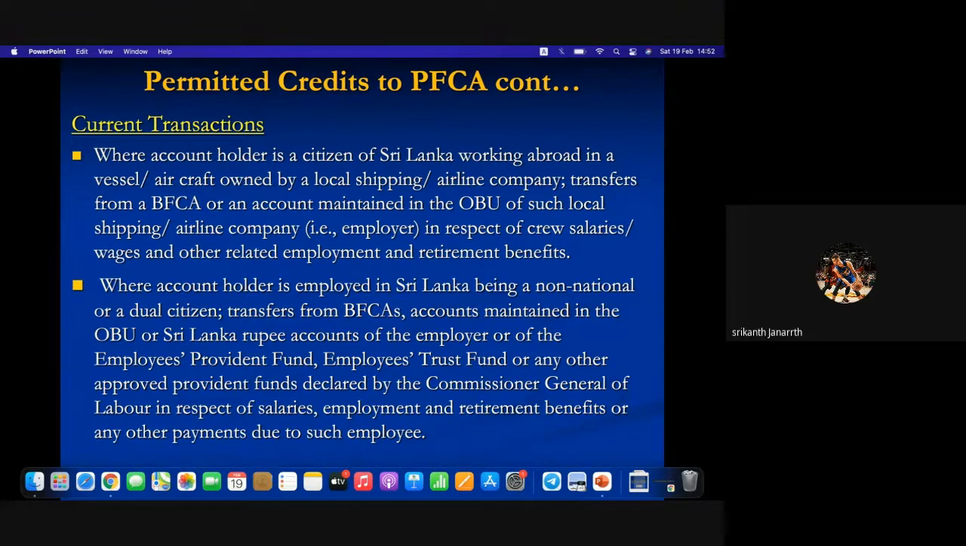Then, where the account holder is employed in Sri Lanka being a non-national. You know, a non-national person. Take the example of Indian doctors working in Sri Lanka as non-nationals with a resident visa. What happens if the employer, Lanka Hospital, maintains a BFC account? Lanka Hospital can maintain a BFC account because they are treating foreigners. When they are treating foreigners, they can take dollars. Foreigners come and take treatment in Sri Lanka, so when they are giving services to foreigners, they are eligible to open a BFC account. Having a BFC account, they can use it to pay the Indian doctors working there. So the doctor working at Lanka Hospital, his wages can be paid by the hospital from their BFC account.